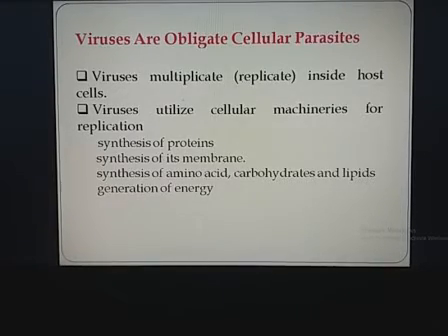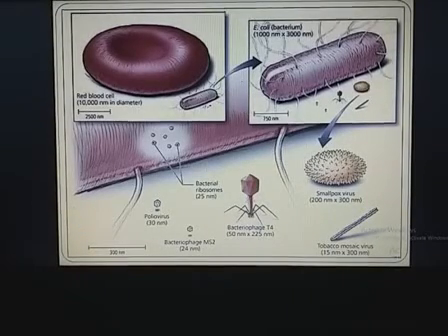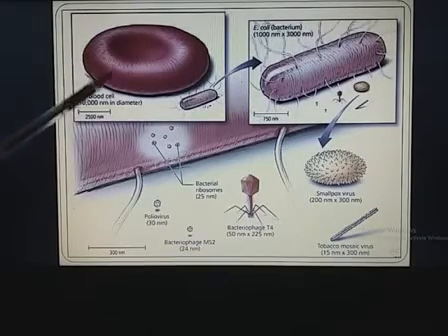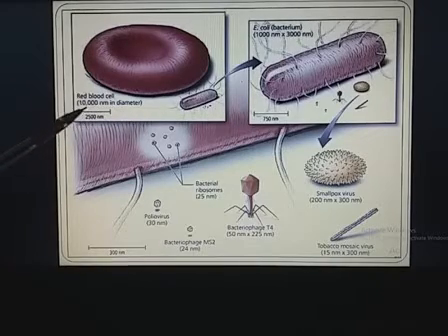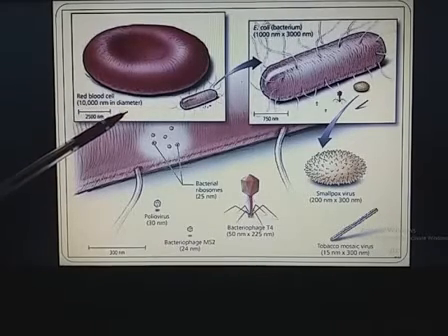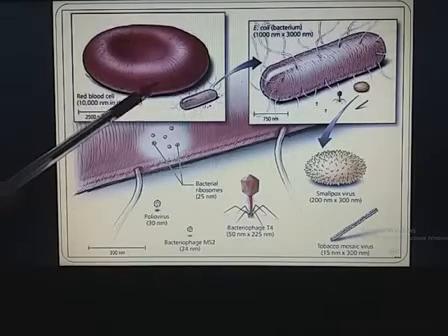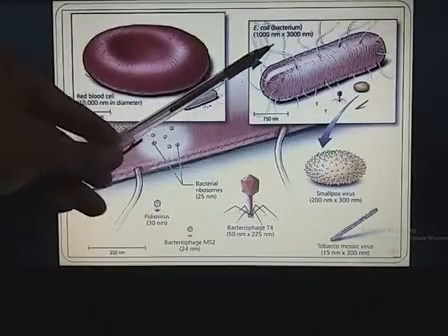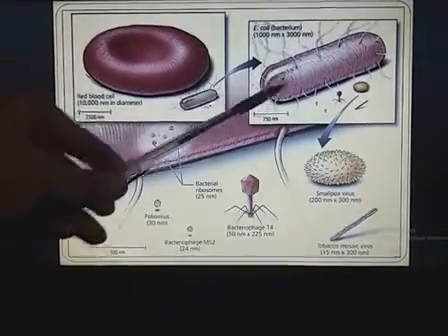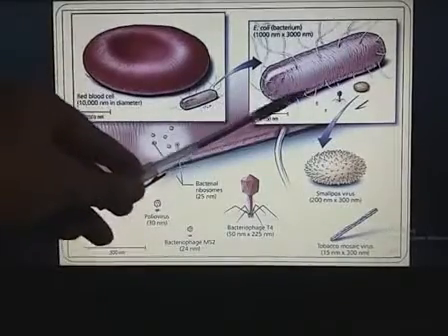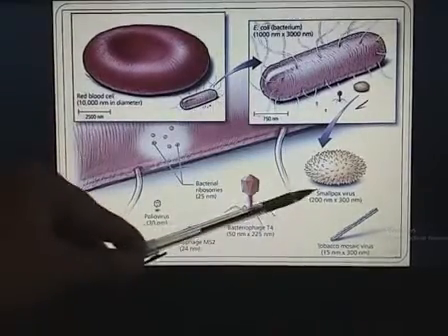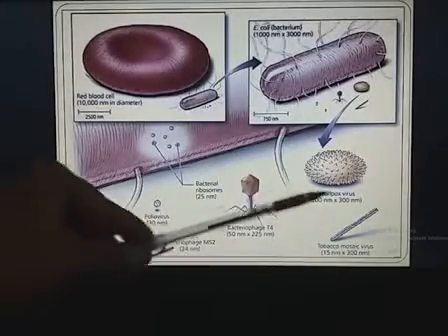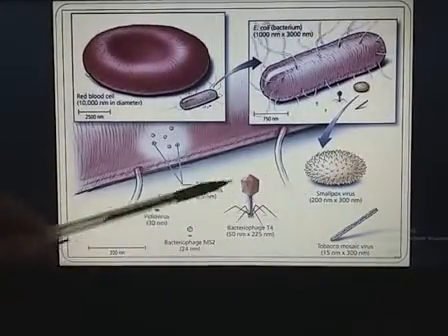Now this is the structural comparison of viruses. You can see here the red blood cell, or RBC, which is about 10,000 nanometers in diameter. Compared to that, you can see the E. coli bacterium, which is about 1000 by 3000 nanometers in size. Compared to that particular bacterium, there is a large plethora of viruses.